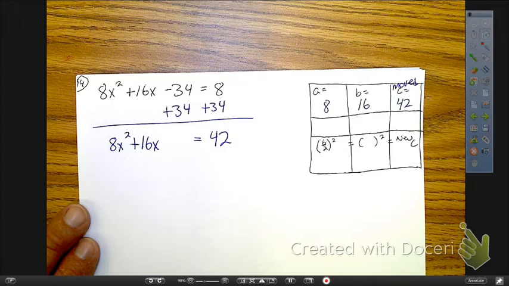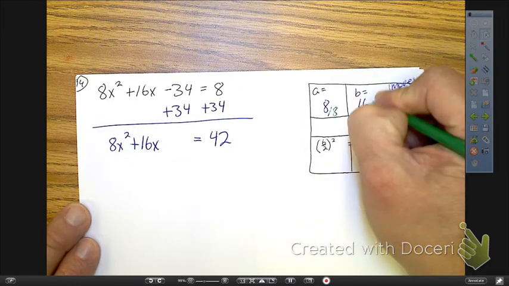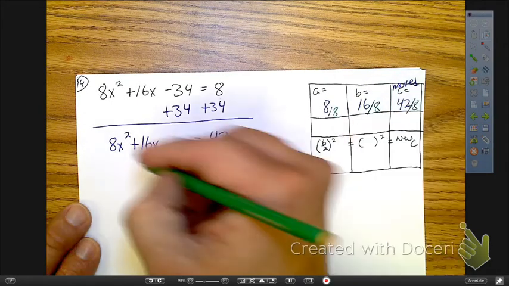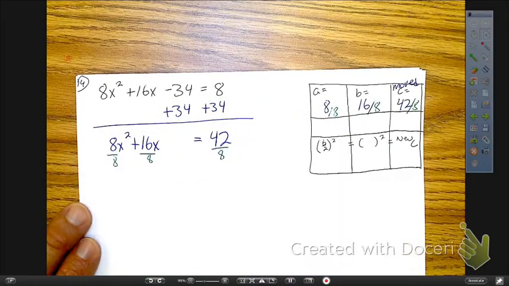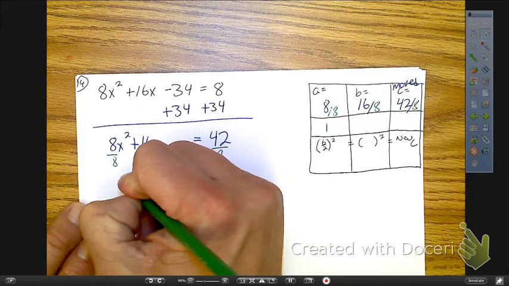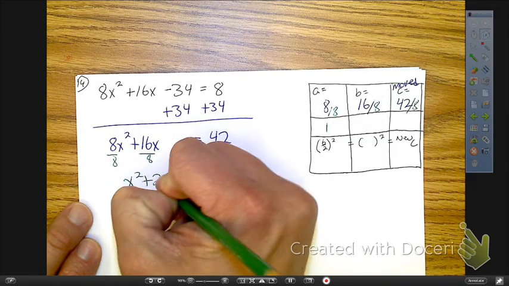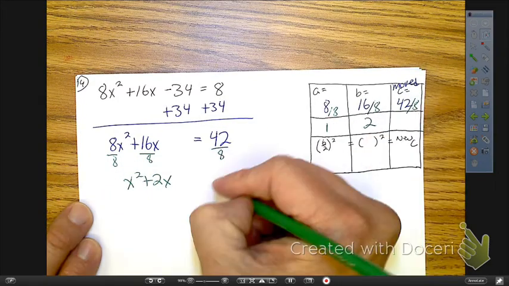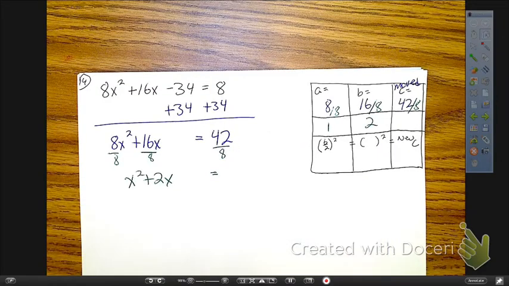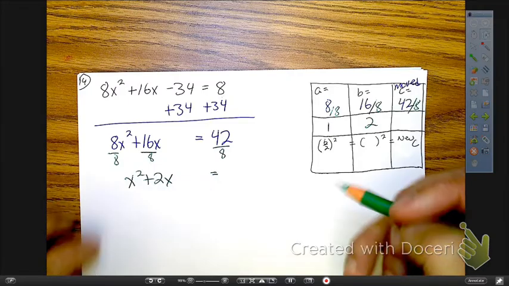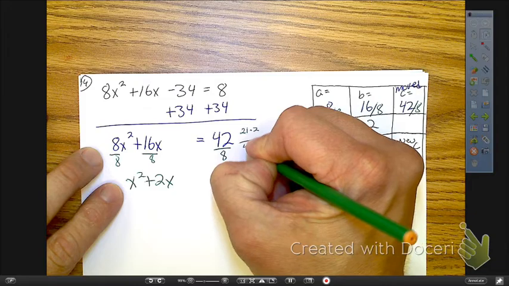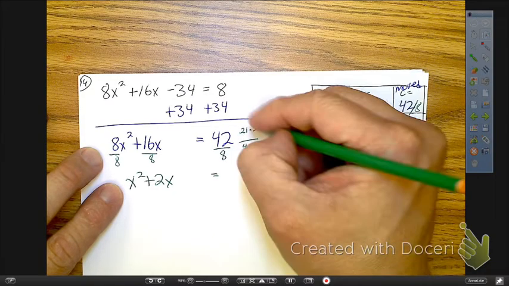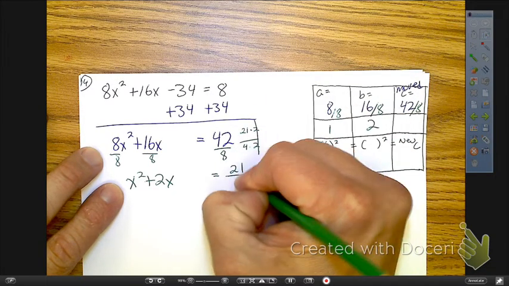A equals 8, so we need to divide by 8. One x squared plus 2x is going to equal, 8 doesn't go into 42, so we're going to have to reduce this problem. 21 times 2 is 42, 4 times 2 is 8, 21 over 4.